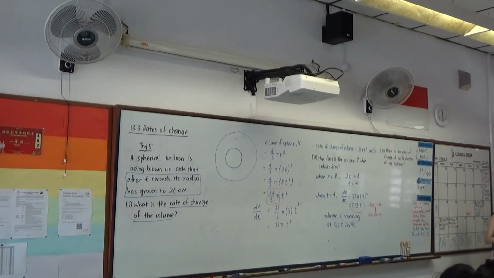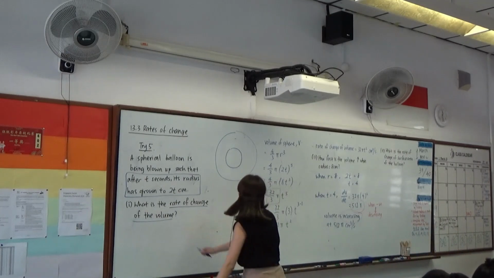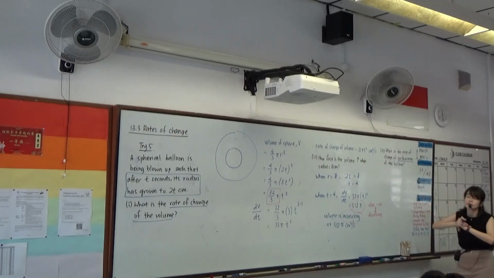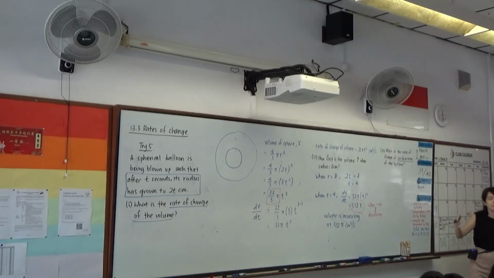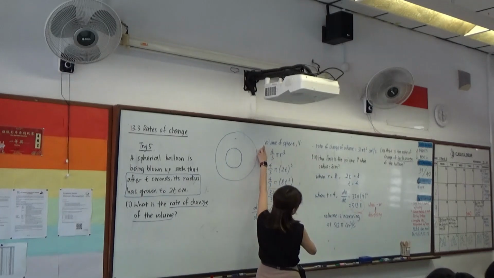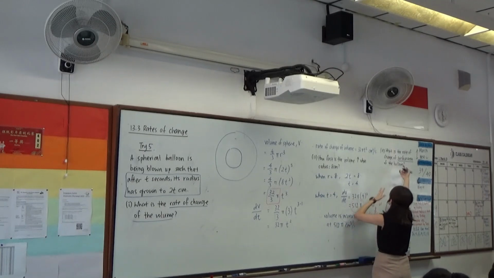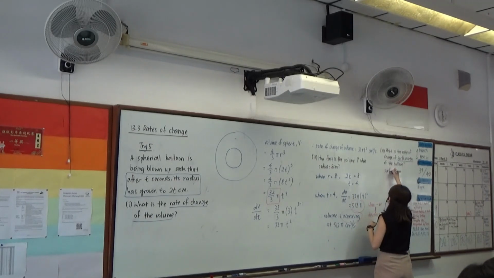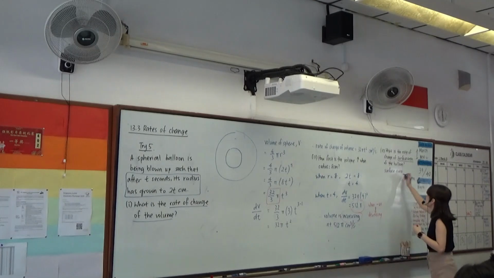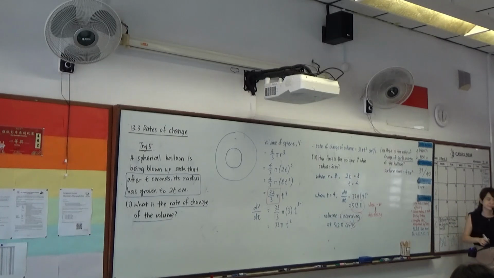Something different. Earlier on we were looking at the rate of change of volume. Part 3 is now asking for rate of change of surface area. So we apply the same thing that we did for finding the rate of change of volume, by first recalling the surface area formula for the sphere. That will be 4 pi r squared.